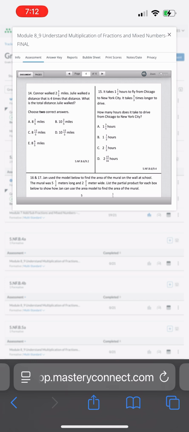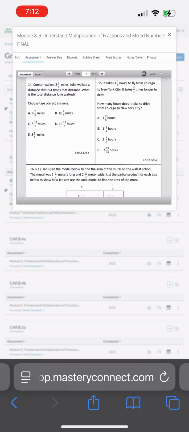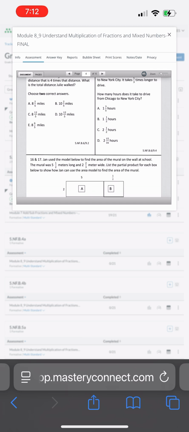Number 15. It takes 1 1/2 hours to fly from Chicago to New York City. It takes 5/3 times longer to drive. How many hours does it take to drive from Chicago to New York City? A, 1 3/5 hours. B, 1 1/2 hours. C, 2 1/2 hours. D, 2 15/16 hours.